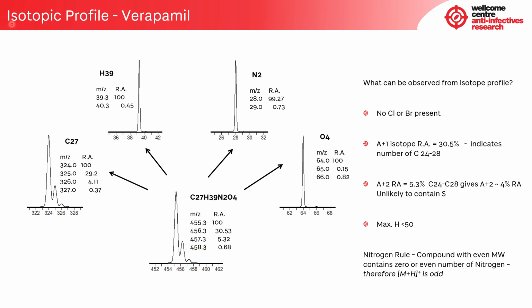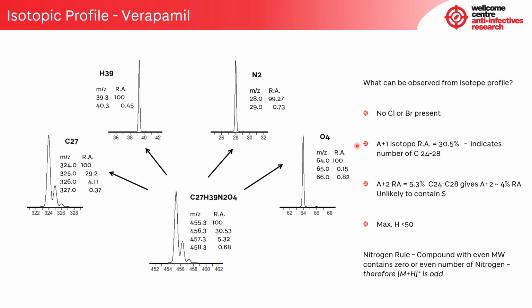We are interpreting the profile of a compound with a known elemental composition, but if we didn't know the formula for verapamil, what could be determined from the isotope pattern? A quick look at the A+2 isotope indicates there's almost certainly no chlorine or bromine present.